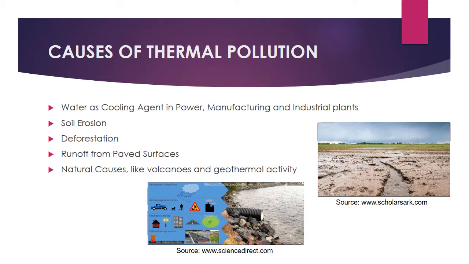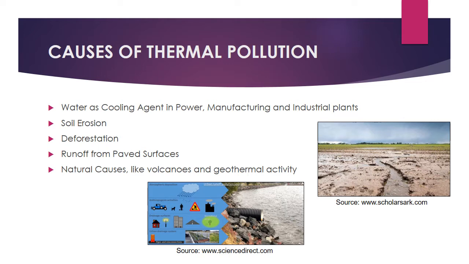Causes of thermal pollution. Water as a cooling agent in power, manufacturing and industrial plants. Production and manufacturing plants are the biggest source of thermal pollution. These plants draw water from a nearby source to keep machines cool and they release it back to the source at a higher temperature. Soil erosion is another major factor that causes thermal pollution. Consistent soil erosion causes water bodies to rise, making them more exposed to sunlight. The high temperature could prove fatal for aquatic biomes as it may give rise to anaerobic conditions.